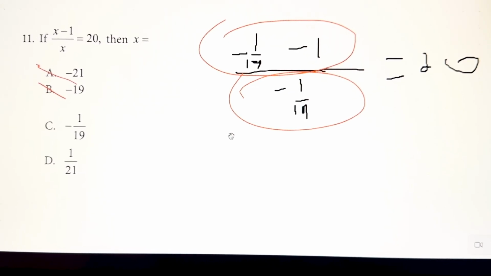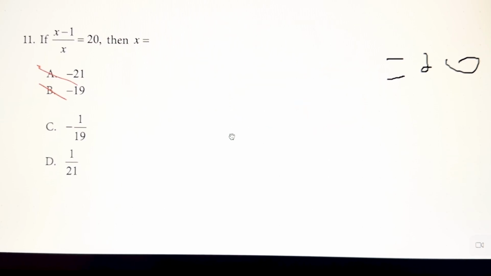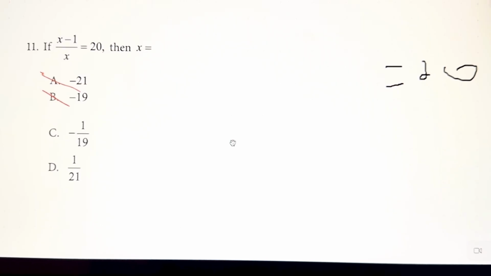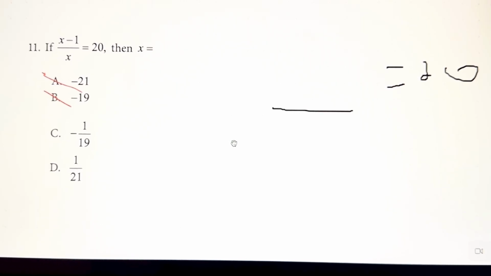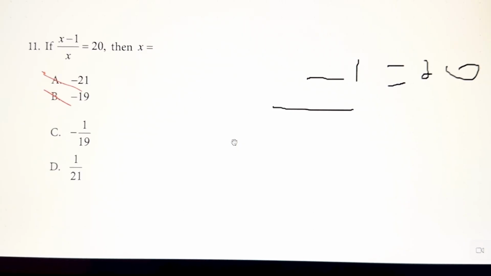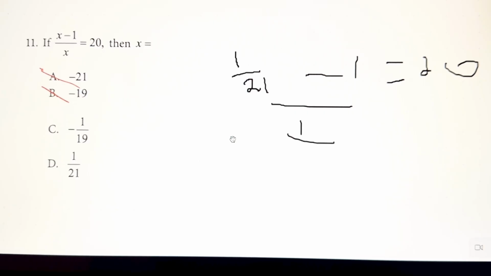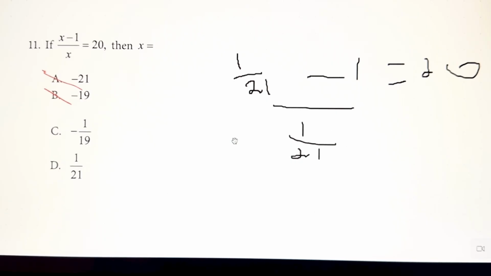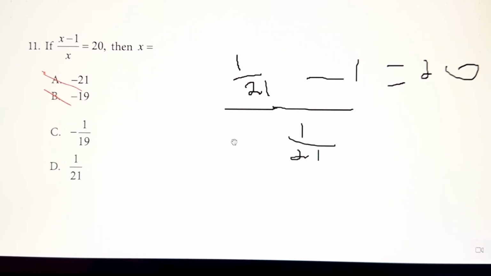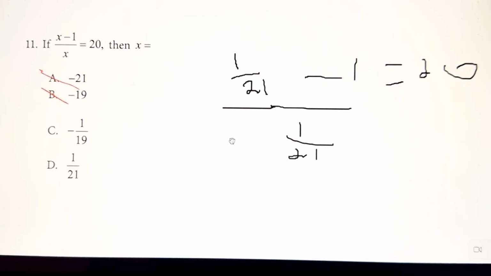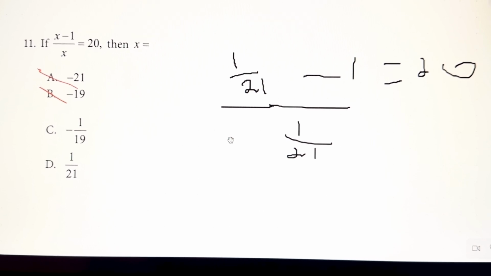I want to test answer choice D. So plug in answer choice D. Okay. Let's look at the numerator. Is that going to be positive or negative? So we've got 1 over 21 minus 1. Wait, no, that would be negative.